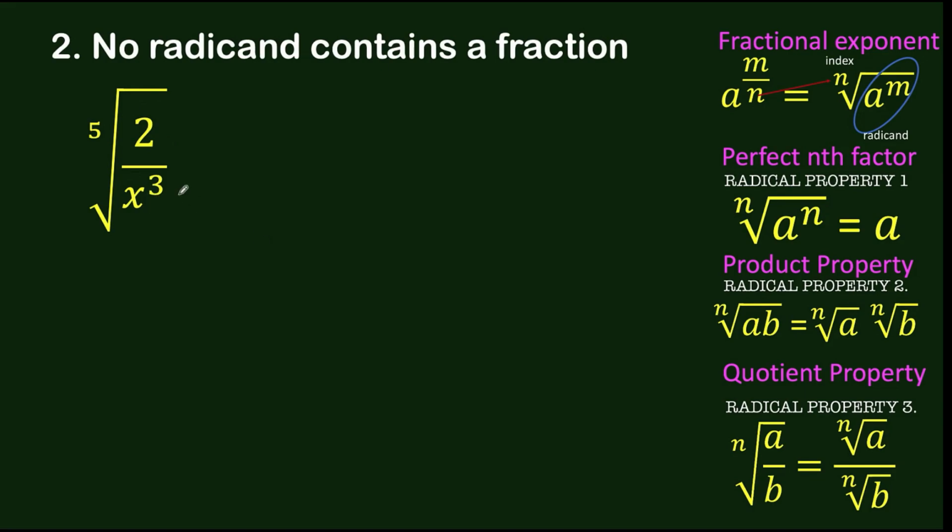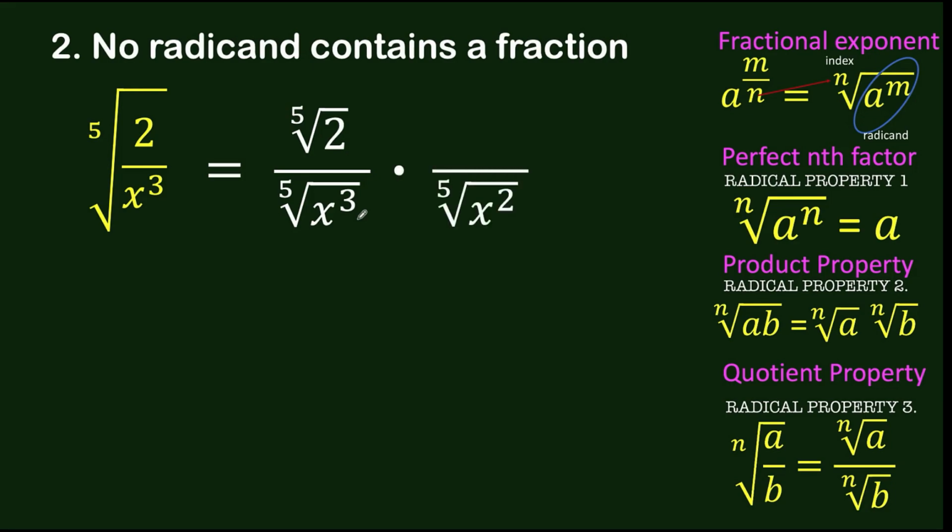So let's proceed by applying first this radical property number 3, the quotient property. We can write this as 2 radicals, the 5th root of 2 as the numerator, and the 5th root of x cubed as the denominator. There's still a radical expression in the denominator. So, to eliminate this radical in the denominator, we are going to perform what we call rationalizing the denominator. To rationalize the denominator, we would like to make the denominator a rational number.